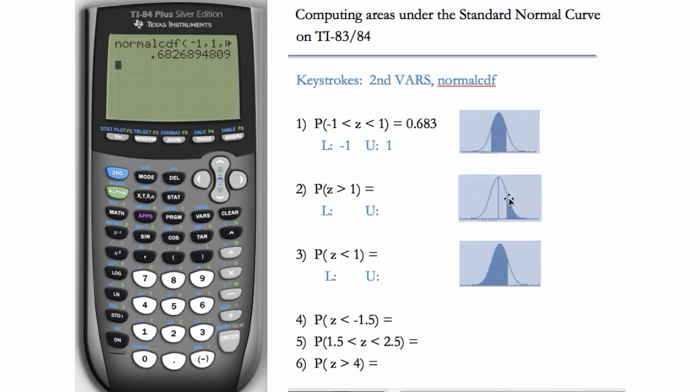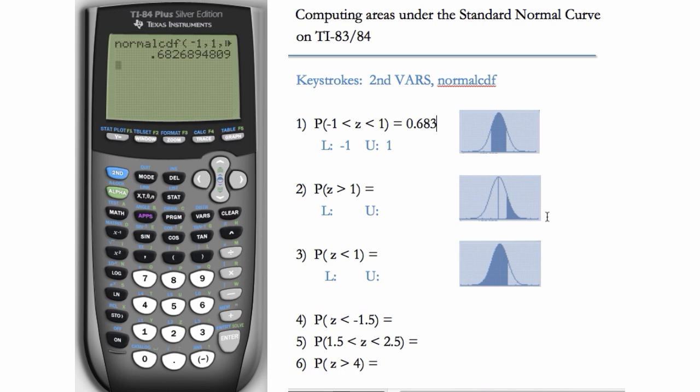So visually, we can see that our lower bound is +1. But what's our upper bound? We don't really have one. We want everything greater than +1. But we need to pick an upper bound to enter it into the calculator. So what z-score can serve as our upper bound?